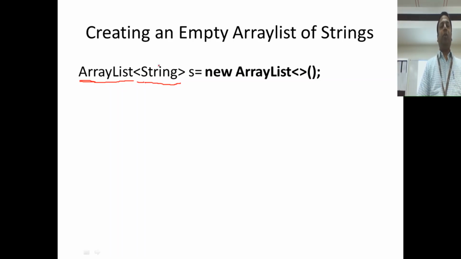You can maintain any kind of object in its arrays. So when I want to maintain an array of string objects, I'll give String here. If you want to maintain an array of integer objects, I'll give Integer here. So I'm creating an array list of string objects, give the name for that object, new, and then ArrayList.